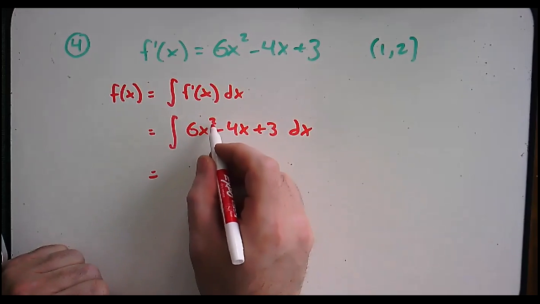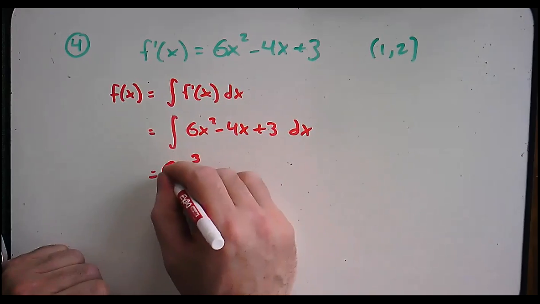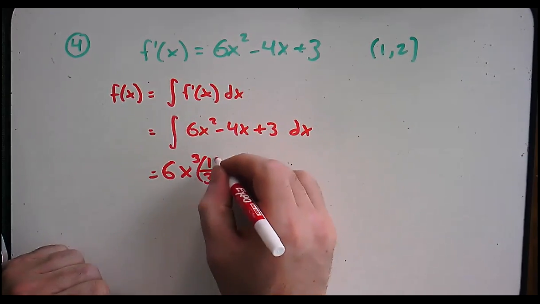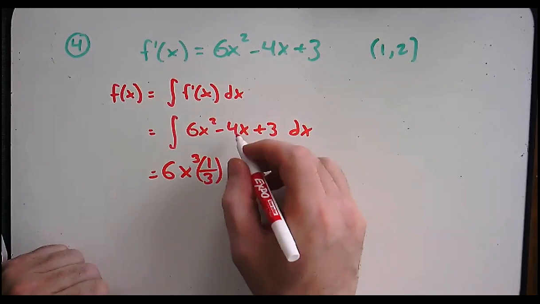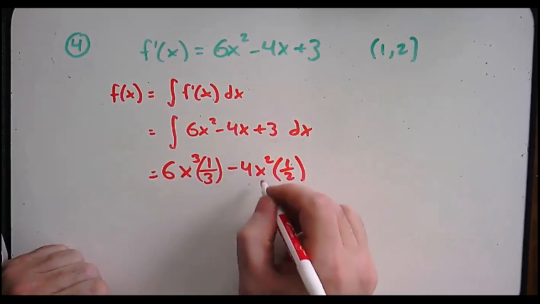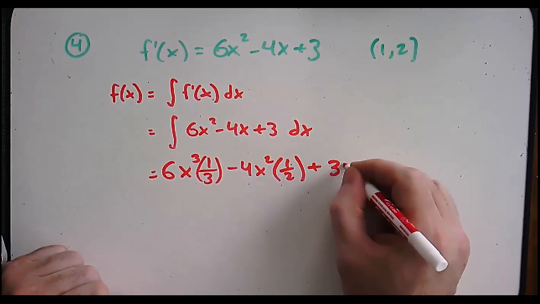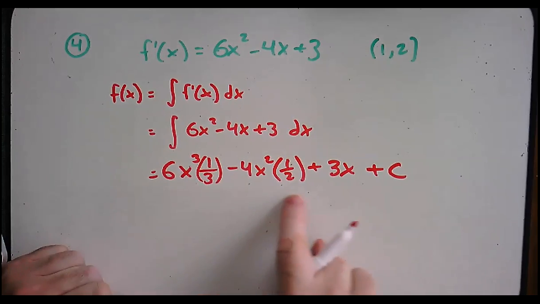So let's see, we're going to increase our power to 3. So we have 6x cubed multiplied by the reciprocal of that new power, so times 1/3, minus 4 times, okay, increase the power of x by 1, so x squared, multiplied by the reciprocal of that new power. And finally, antiderivative of 3 is 3x plus c. Okay, so here's my general antiderivative.